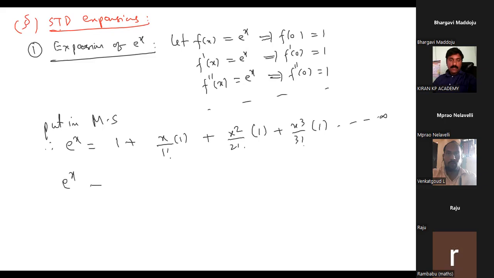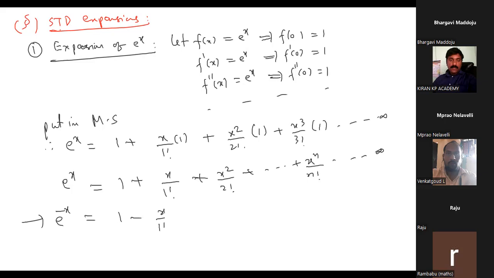So therefore, this is the expansion of e power x: 1 plus x plus x square by 2 factorial, and so on, x power n by n factorial, infinite terms. And in the same way, replace x by minus x on both sides, and you will get e power minus x, with alternating signs, plus minus, infinite terms. So this is e power x. Now the second is log 1 plus x.